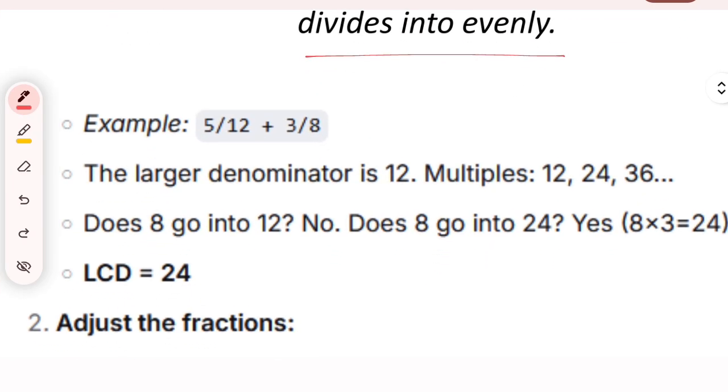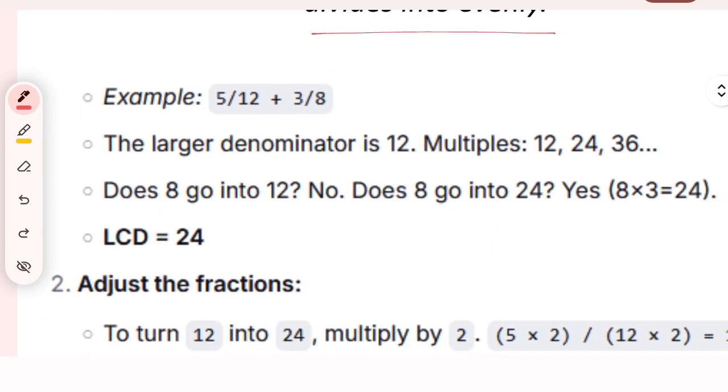For example, we have these two fractions: 5/12 and 3/8. We cannot add them for now, because they have different denominators. So we will first find their LCD, and once we find it, we will convert both into equivalent fractions, and then we will add them. Okay, let us start. Remember the rule, the LCD chart.